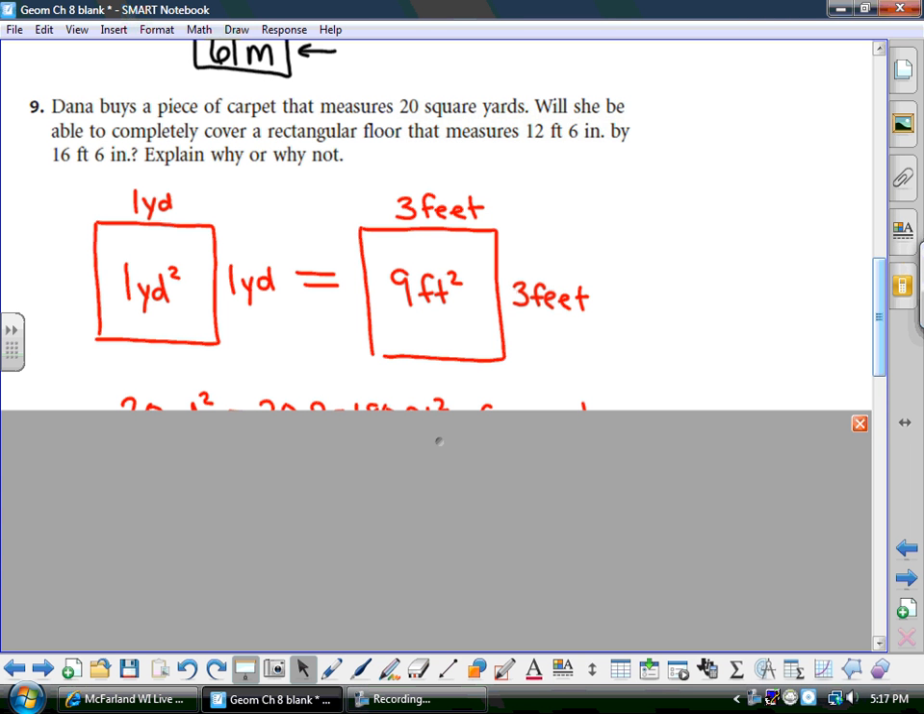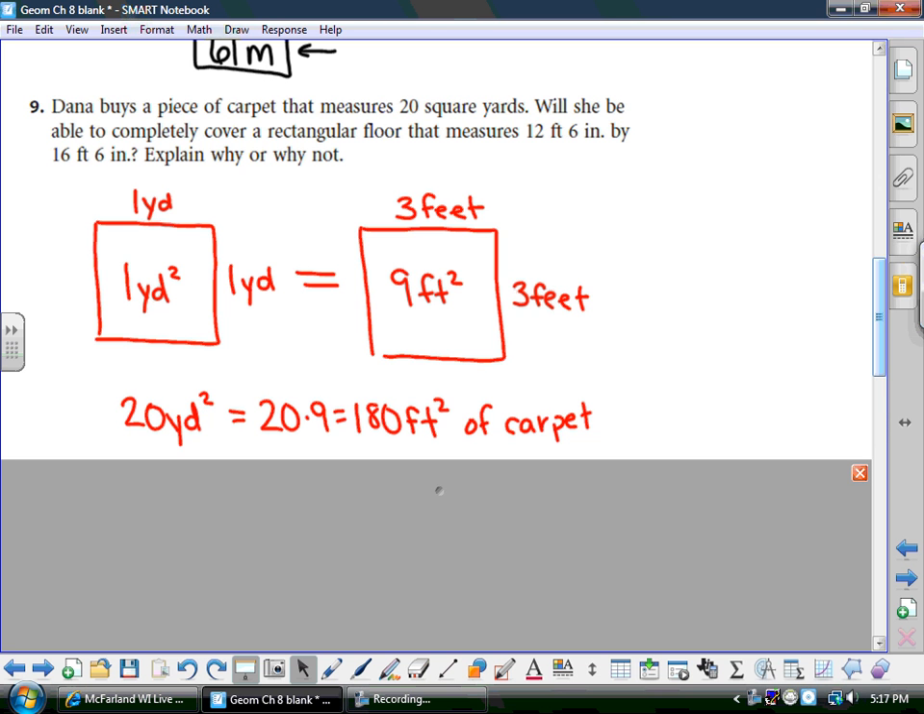For the second one, you need to realize that 1 square yard is the same thing as 9 square feet. That's because, yes, there are 3 feet in every yard, so in a square yard, that would get split up into 9 square feet, not just 3 square feet. So those 20 square yards of carpet is actually 180 square feet of carpet.